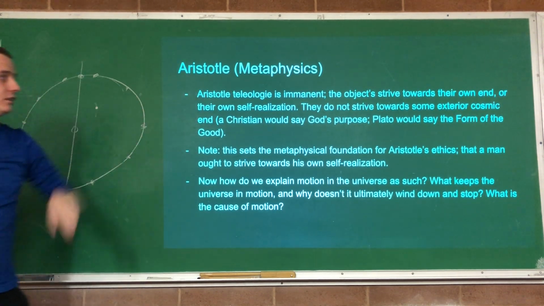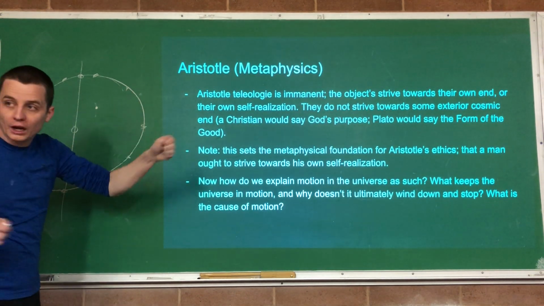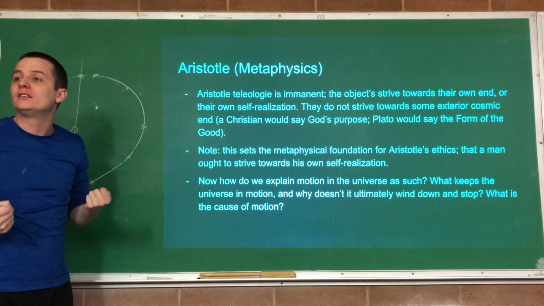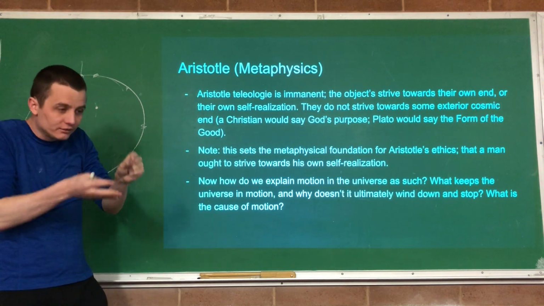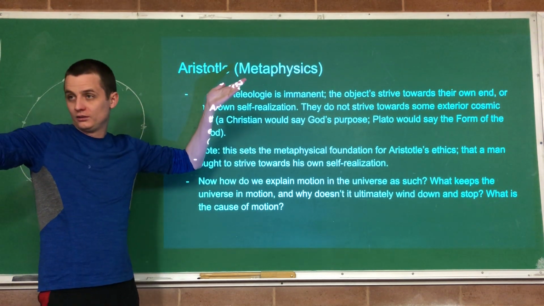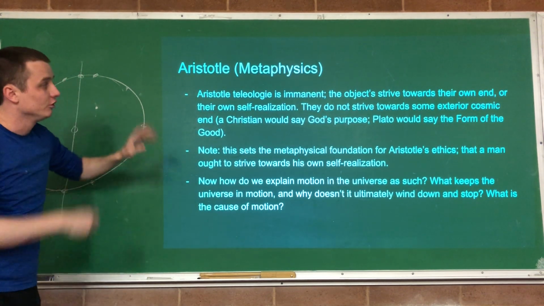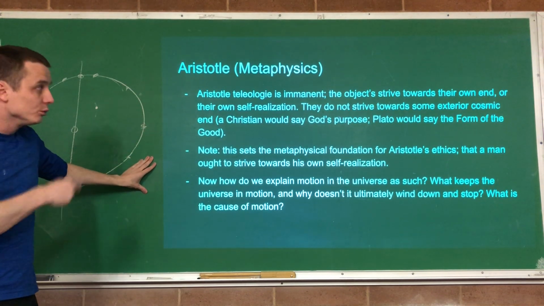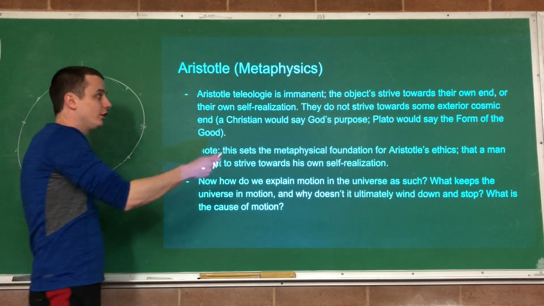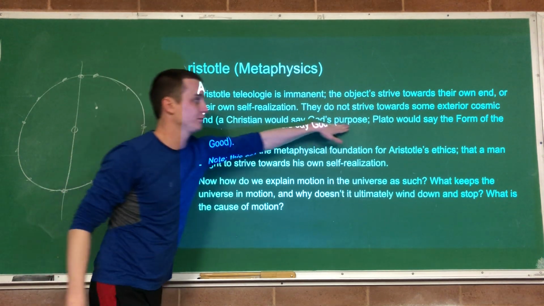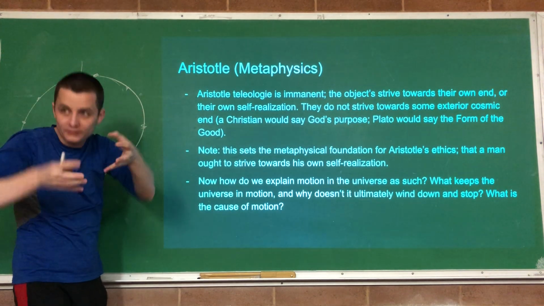So Aristotle's teleology is immanent. The objects strive towards their own ends. They're not striving towards someone else's end. It's built into me to naturally strive towards my own ends. Built into the acorn is the tendency to strive to become an oak. And its purpose is somehow contained within itself. So the objects strive towards their own end, or their own self-realization, or their own self-actualization, however you want to say that. They do not strive towards some exterior cosmic end. A Christian would say God's purpose. Plato would have said the form of the good. Yeah. Your ultimate purpose is somehow endowed in you.